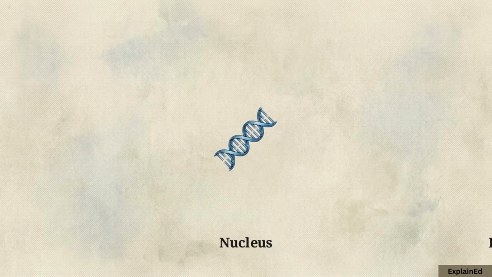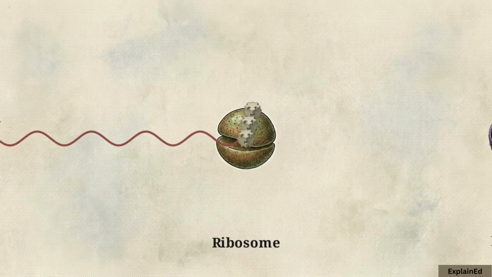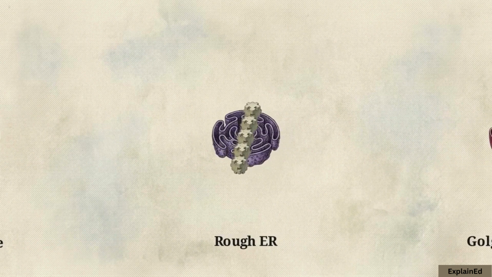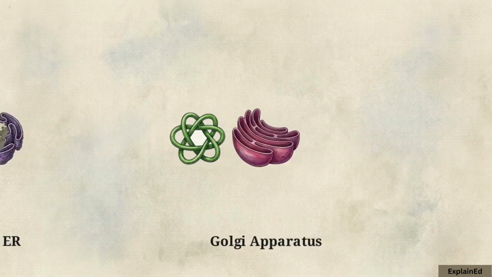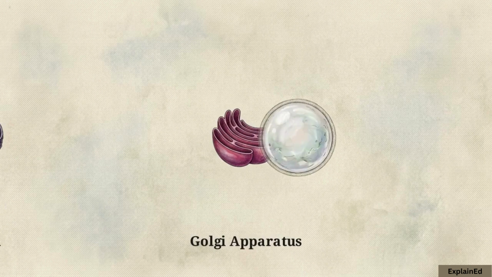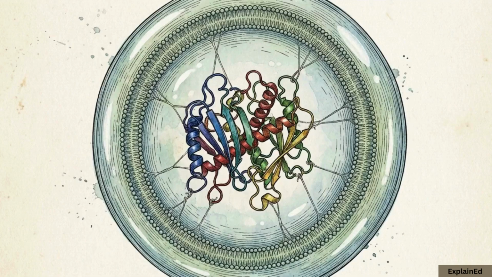Inside the nucleus, DNA unzips, creating messenger RNA. This mRNA feeds through a ribosome, linking amino acids into a chain. The rough endoplasmic reticulum folds this chain into a 3D shape. Then the Golgi apparatus packages it securely inside a vesicle, ready for transport. This vesicle acts as a shipping container.